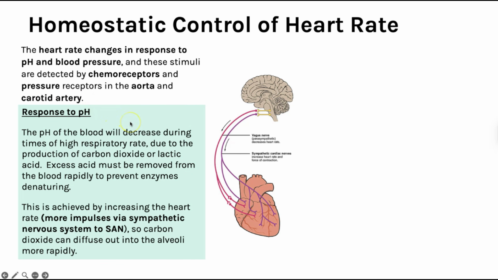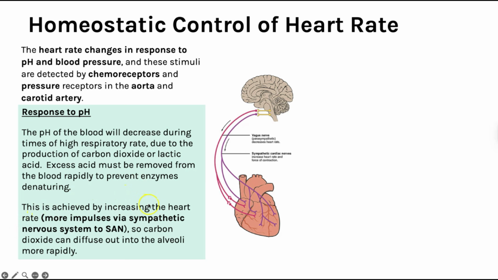So the response to pH: the pH of the blood will decrease, meaning more acidic, during times of high respiratory rate or respiration, because if it's aerobic respiration, there'll be lots of carbon dioxide produced, which will dissolve to make carbonic acid, or if it's anaerobic respiration, you're producing lactic acid. Either way, this excess acid needs to be removed from the blood rapidly, because if it's really acidic, it could denature enzymes and proteins as well, such as hemoglobin.